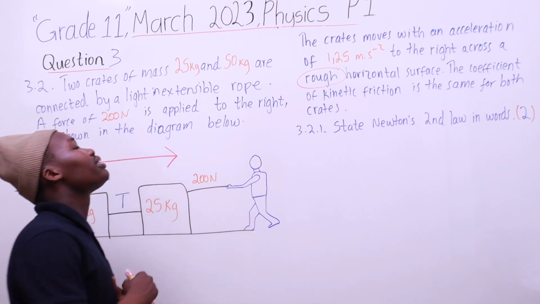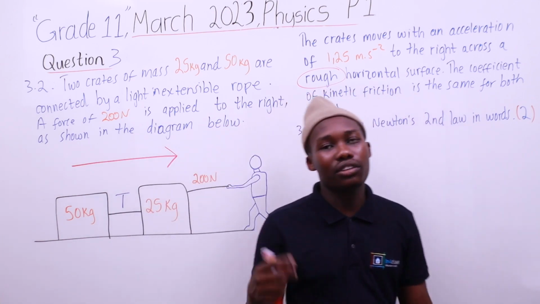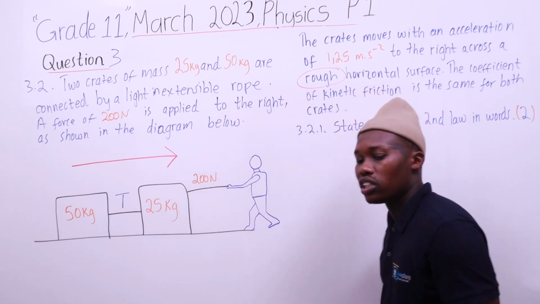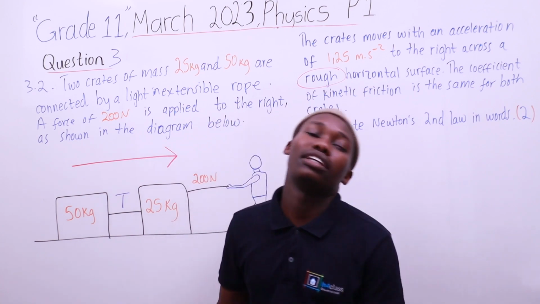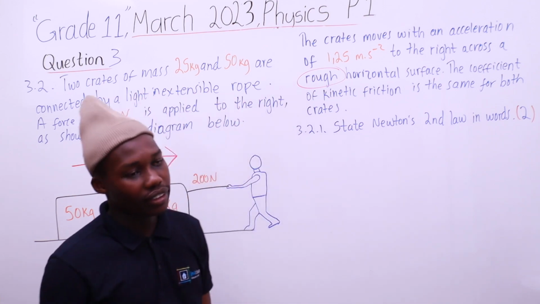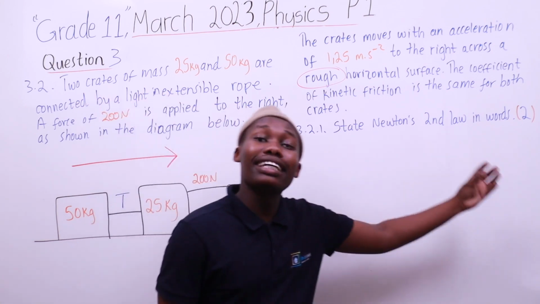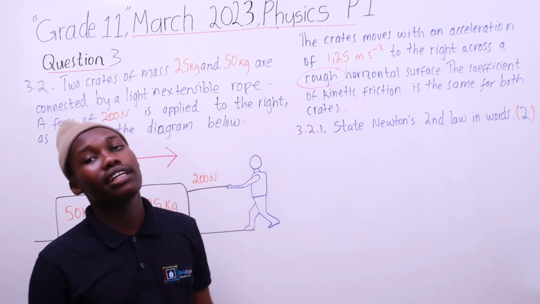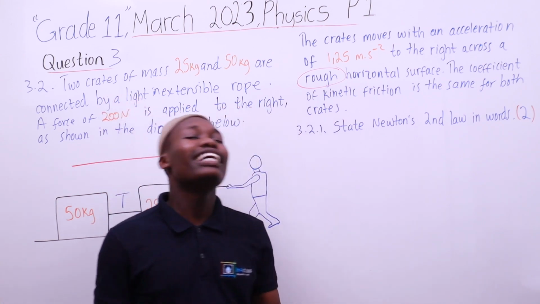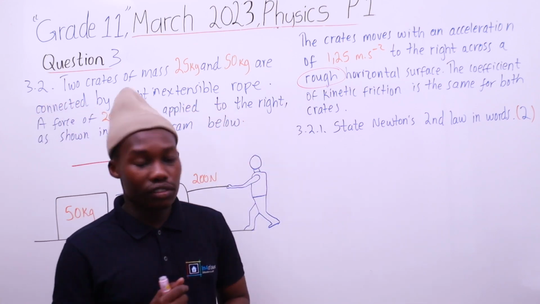State Newton's second law in words. Newton's second law says F net is equal to ma, F net is directly proportional to a and a is inversely proportional to m. When a net force or resultant acts on an object, the object will accelerate in the direction of the net force at an acceleration that is directly proportional to the net force and inversely proportional to the mass.